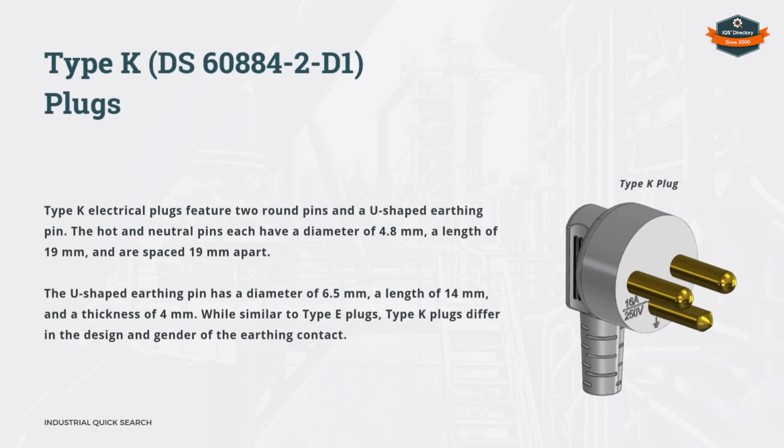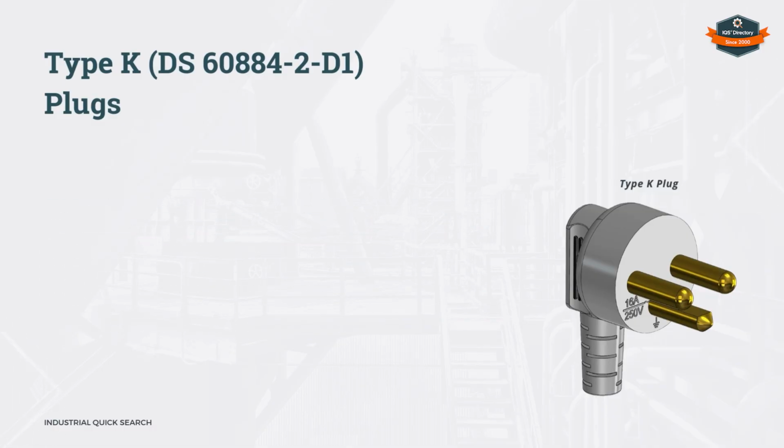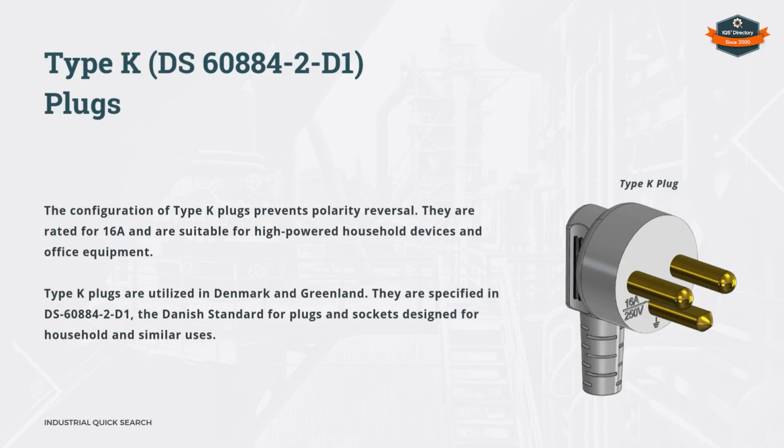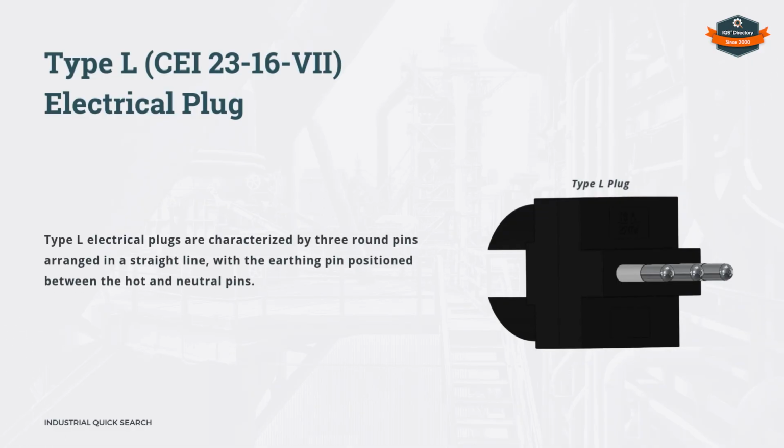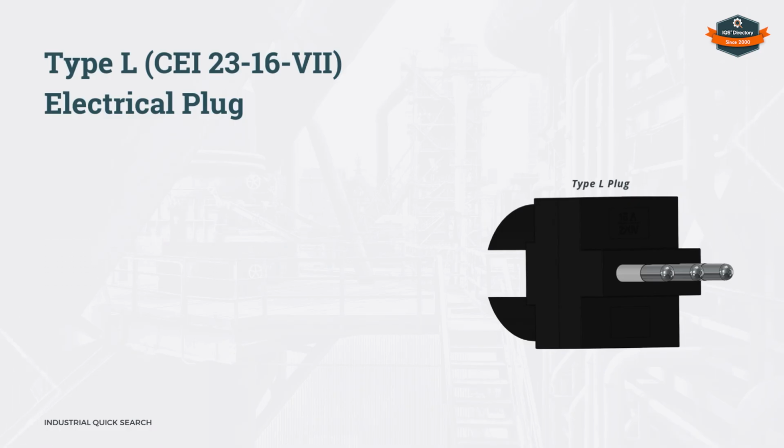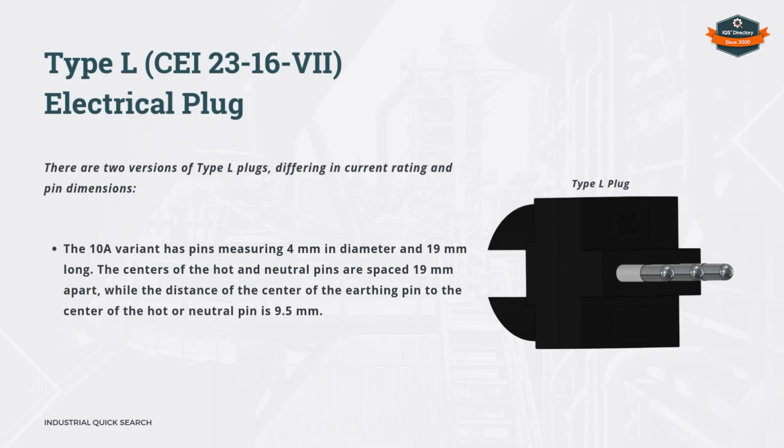Type K, DS 60884-2 D1 plugs. Type L, CEI 23-16/VII electrical plug. There are two versions of Type L plugs, differing in current rating and pin dimensions.